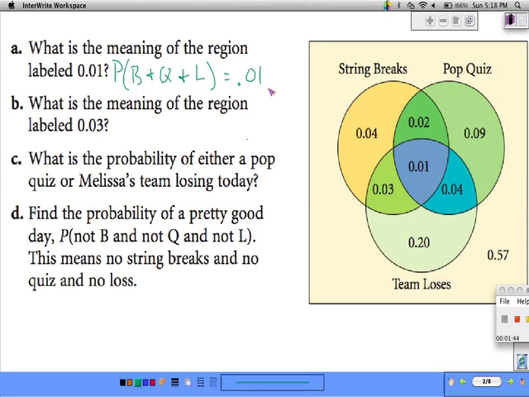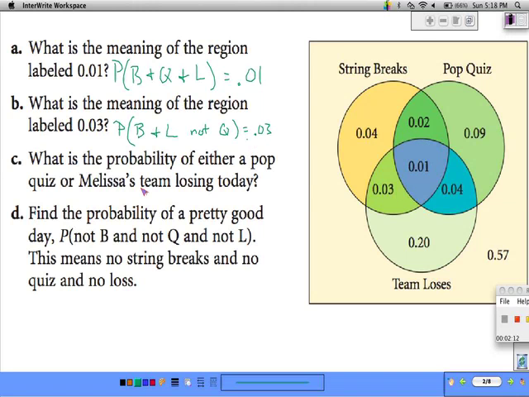The 0.03 represents the probability that the string breaks and the team loses, but not a pop quiz. We can't just say that the string breaks and the team loses because that would include all of that. It would be a total of 0.04.